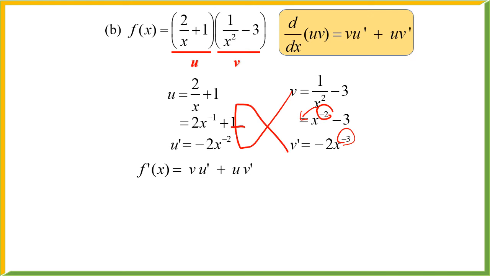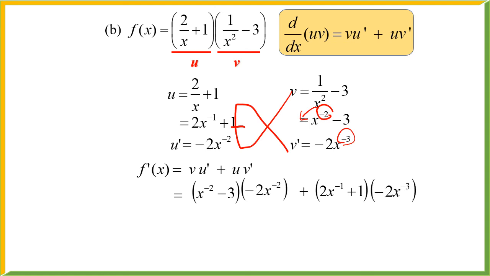By using the chain rule, we get 1 over x squared minus 3 of x to the power of negative 2 minus 3, multiplied with u prime, which is equal to negative 2 of x to the power of negative 2 plus u, which is equal to 2x to the power of negative 1 plus 1, and then multiplied with negative 2 of x to the power of negative 3.